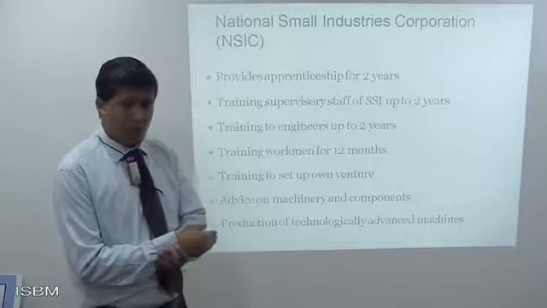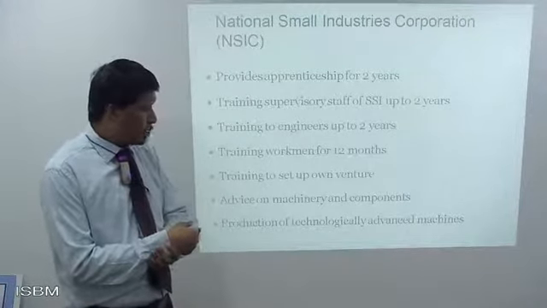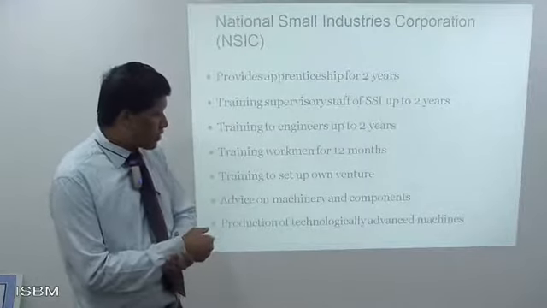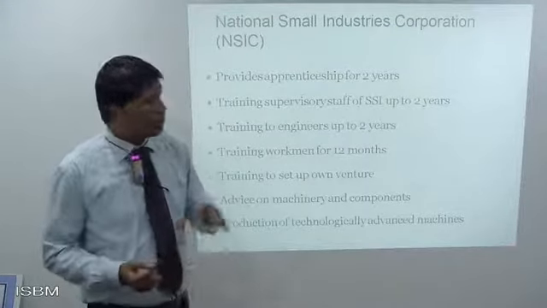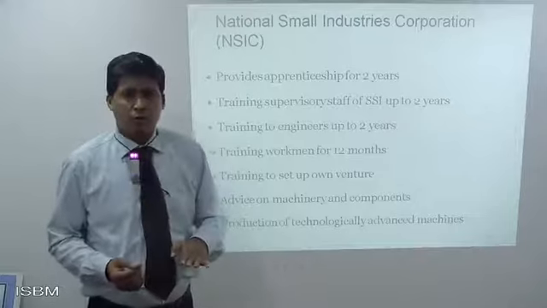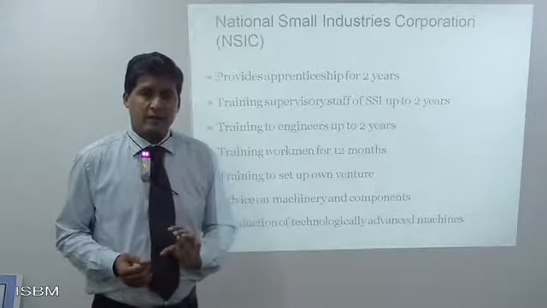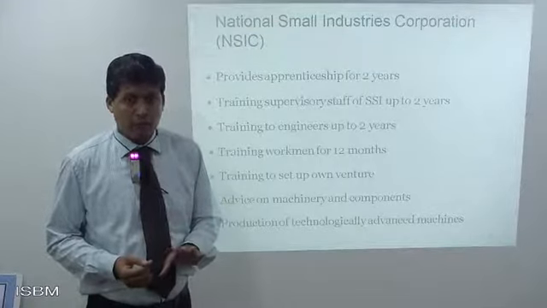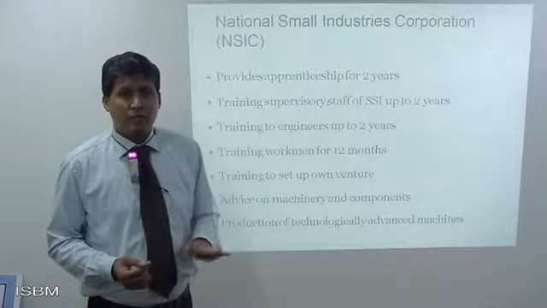Training to set up own venture. Advise on machinery and components. Production of technologically advanced machines. So it's a very defined kind of role. So based on the category class, if it's engineers, they're up to 2 years, workmen 2 years. So they're defined based on functional skills as well.